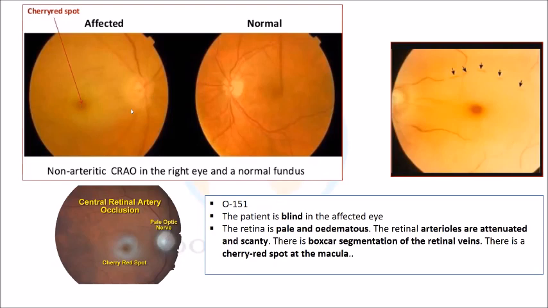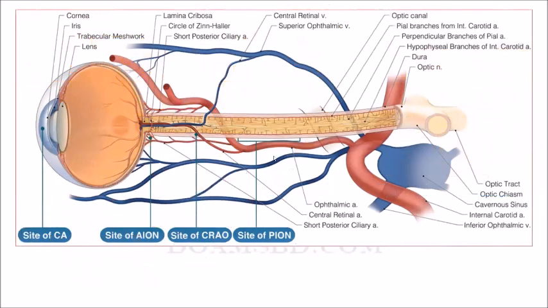There is a cherry red spot, and the disc is pale. The whole retina is pale, pallid. So the diagnosis is central retinal artery occlusion. So why did the cherry red spot happen? Please look at the picture.